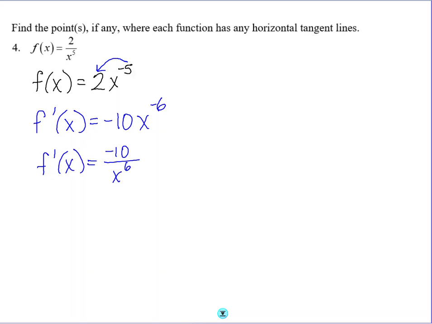Again, since I want to know where there are horizontal tangent lines, I want to know where the slope is 0. So if I solve this, I need to multiply both sides by the denominator, which is x to the 6th, so I end up with negative 10 equals 0. Well, negative 10 does not equal 0, which means that there are no horizontal tangent lines.